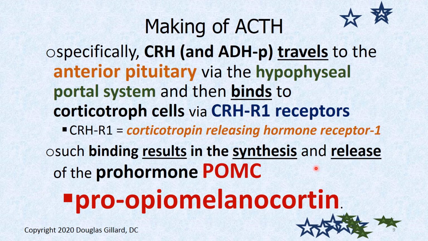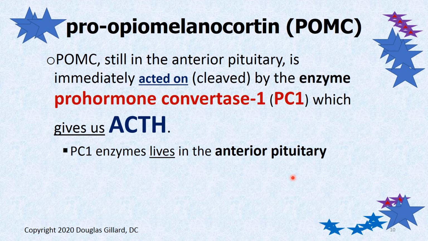But the binding stimulates the release of, now technically, if you really want to know how this works, ACTH is not directly released from corticotroph cells. A hormone called pro-opiomelanocortin, or POMC, is a prohormone. It's a precursor form of ACTH, and that's released. It's immediately acted on by an enzyme called prohormone convertase 1, PC1, which immediately chops off its tail, and that gives us our adrenocorticotropic hormone, or our ACTH.